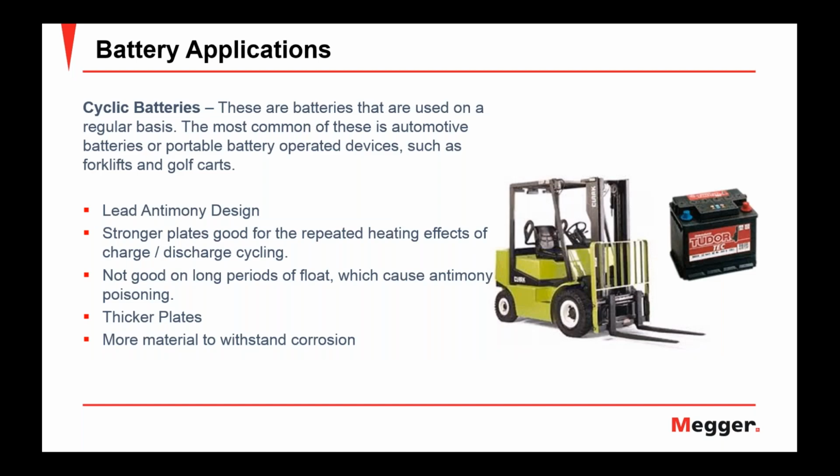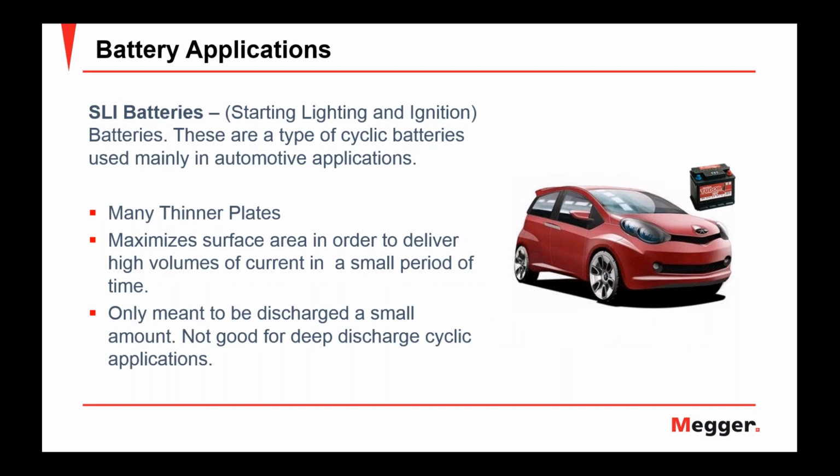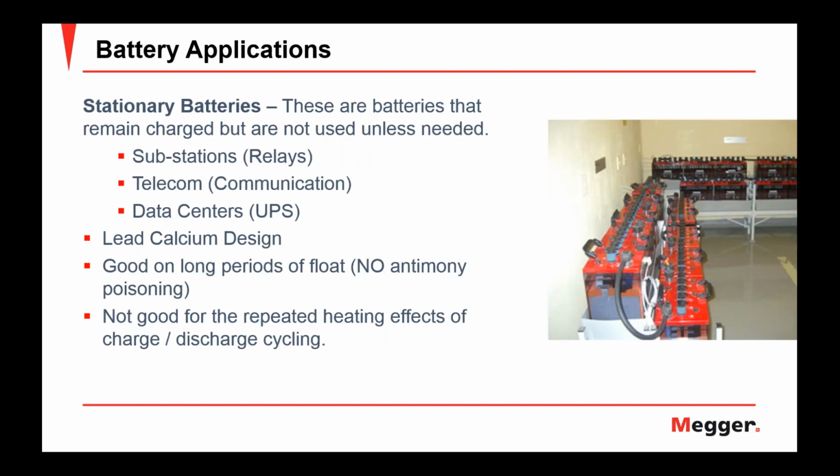So in cyclic applications, such as forklifts and golf carts and things of that nature, we really want to look for something that has a good lead antimony design. We want thicker plates. They're stronger, and these will be typical in deep discharge batteries. And in stationary batteries, we want to have more of our lead calcium or lead selenium, which is basically a lead antimony with very small antimony content in it. These are very good in your standby applications, such as substations, telecom, and data centers.